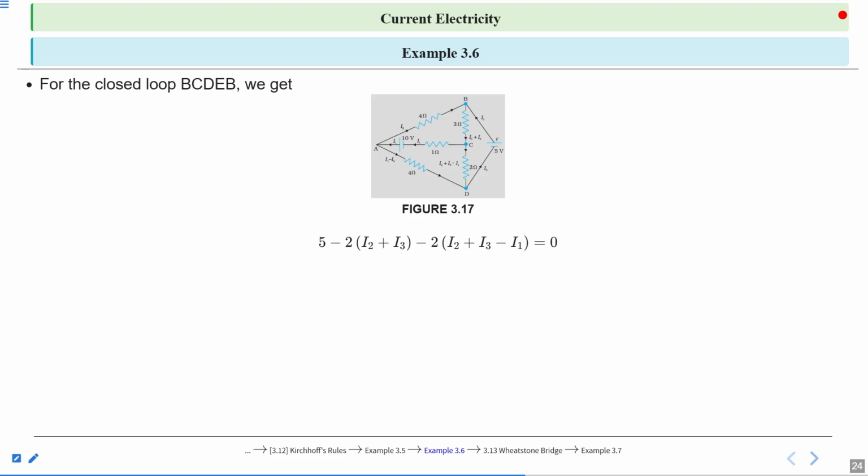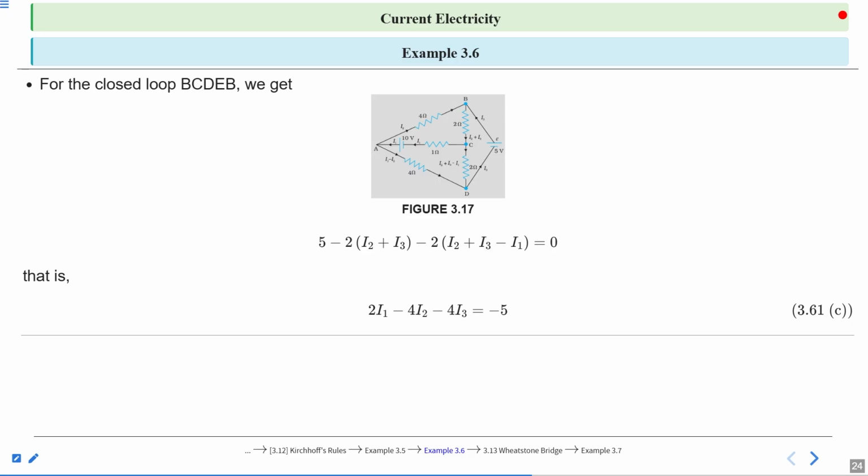Now from C to D, we are moving in the direction of current. So minus 2 I2 plus I3 minus I1 will be equal to 0. This will be our third equation. After solving, 2I1 minus 4I2 minus 4I3 equal to minus 5. So this is equation 3.61c.